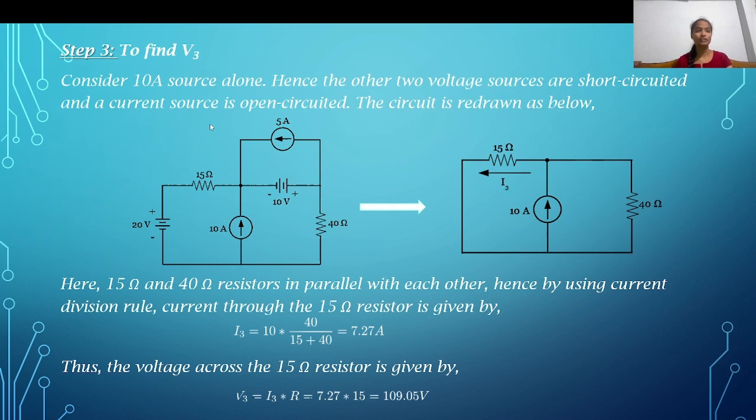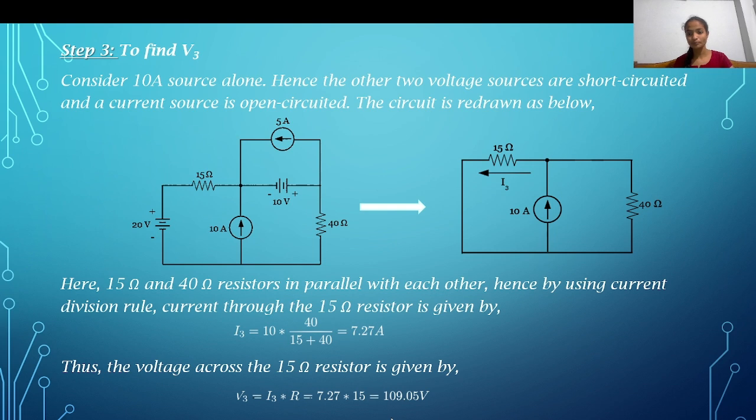Now to find V3, the voltage across the 15 ohm resistor, we consider the 10 ampere current source separately, and the remaining sources are replaced by internal resistances. So here the 15 ohm and 40 ohm resistors are in parallel. By using the current division rule, we can find the current through the 15 ohm resistor, I3, which is equal to I, that is 10 amperes, times R2, that is 40 ohm, divided by 15 plus 40. So here I3 is 7.27 amperes. So the voltage across the 15 ohm resistor is given as 103.05 volts.